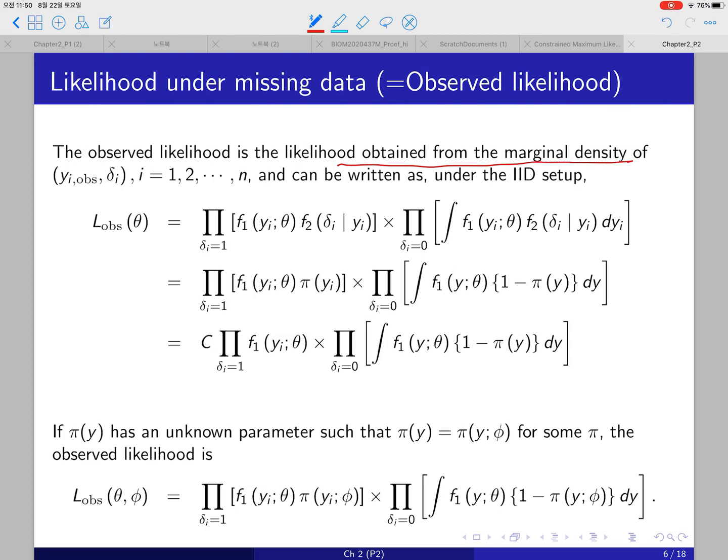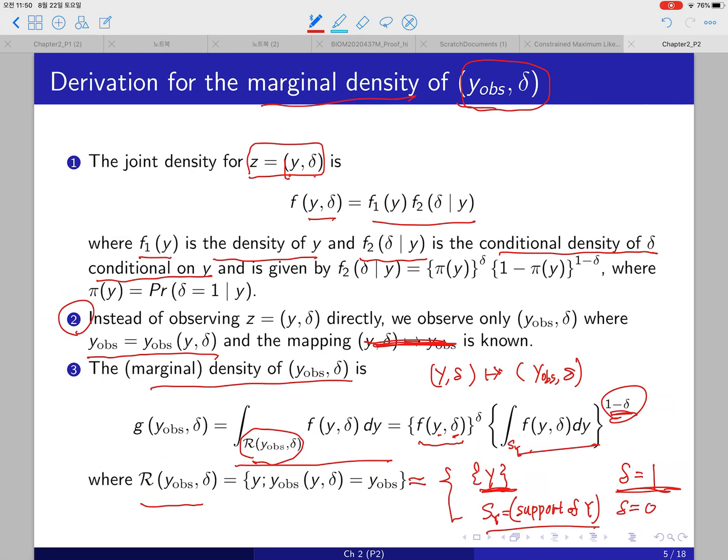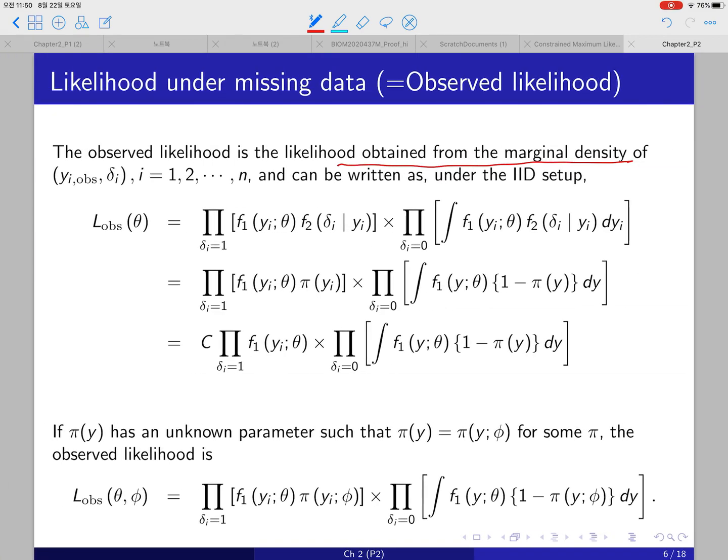Okay. So we already computed the marginal density. So if delta equal to 1, then this is the original density. Delta equal to 0, we have to integrate out over the missing part. That's exactly what we are doing. So at delta equal to 1, we use the original density. Delta equal to 0, we need to integrate out over y. So that's what we do here.